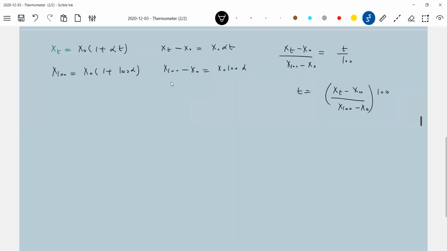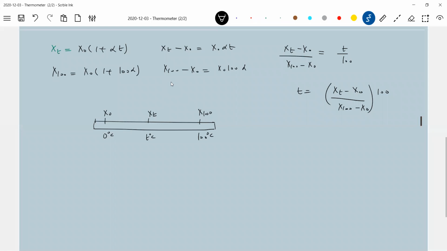Now what is x naught? X naught is the lowest one. So this is x naught at 0 degrees Celsius, at 0. We take that 0 as reference. Then this is x100 at 100 degrees Celsius. Then xt, so it will be t degrees Celsius. So what is x? X can be anything.